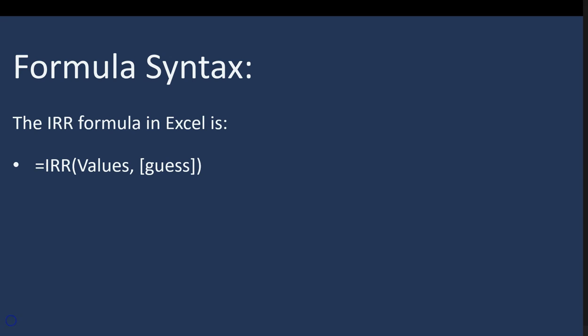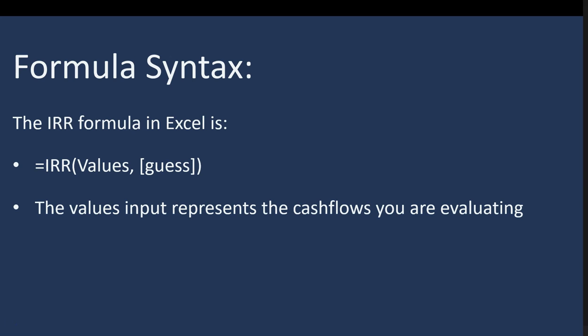Quick review of the formula syntax. This is a really short formula. The IRR formula in Excel is just equal sign, IRR, and then there's 2 inputs. The first input is values. The values are just the cash flows that you're evaluating. So you'll select the range of the cash flows.